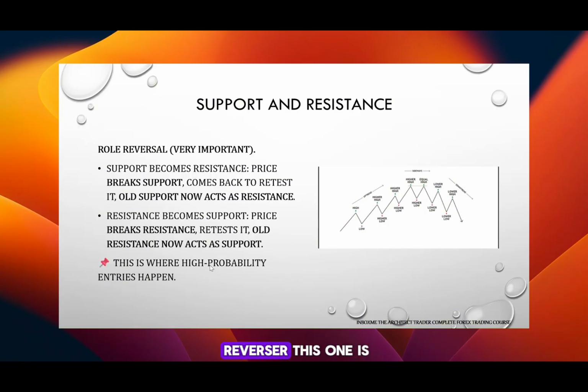Now, the role reversal. This one is very important. This is where it matters in market structure. Support becomes resistance. They change role. It's just like the support dies and is bound to become resistance, and when the resistance dies, it's bound to become support. So price breaks support, comes back to retest it, and old support now acts as resistance. Resistance becomes support: price breaks resistance, retests it, and old resistance now acts as support.